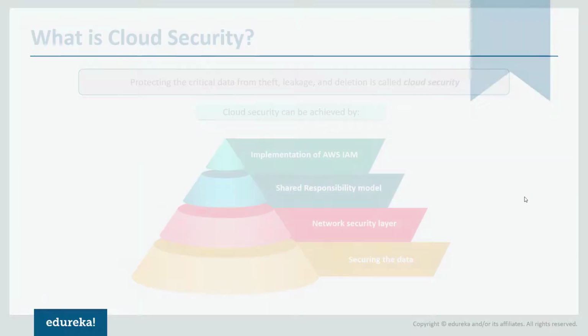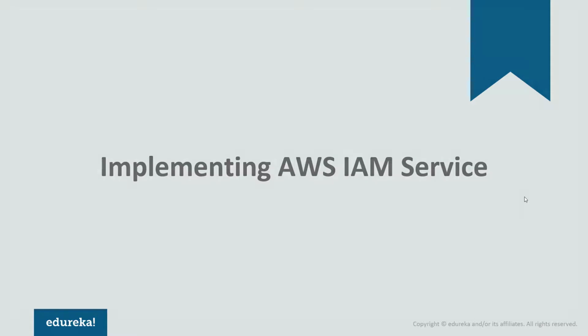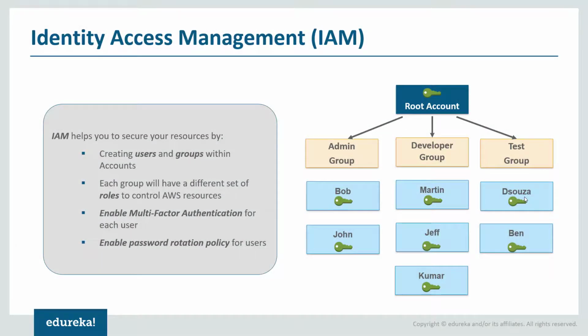Let us first talk about implementing an identity and access management service. Typically, whenever you log in to an AWS account, you log in as a root user, or whenever you create an account, you will get a root account. By default, we suggest you not to use the root account. Instead, create an IAM user account, assign the administrative privileges to that account, and block or disable access to the root account, and enable multi-factor authentication for all the users.